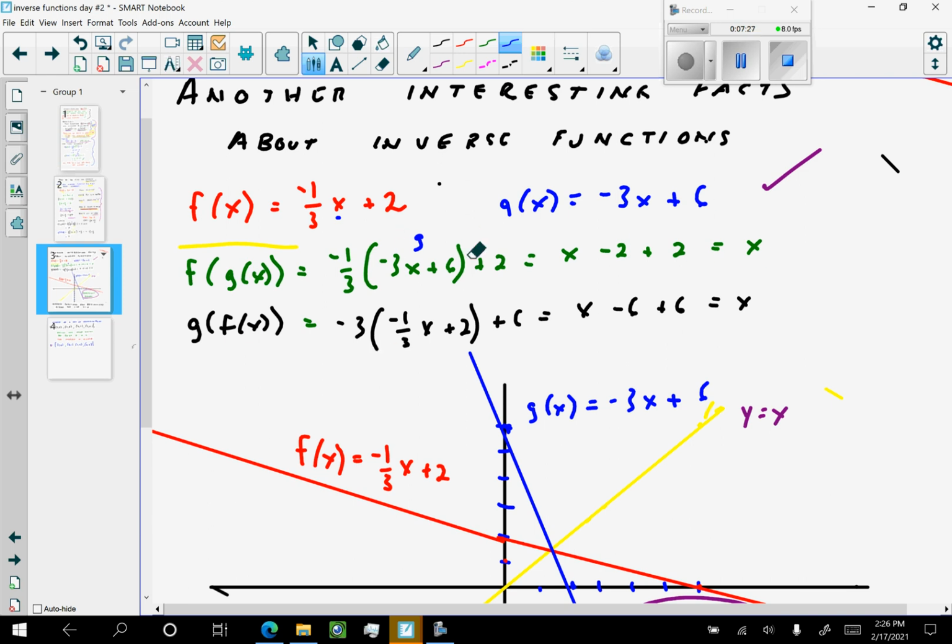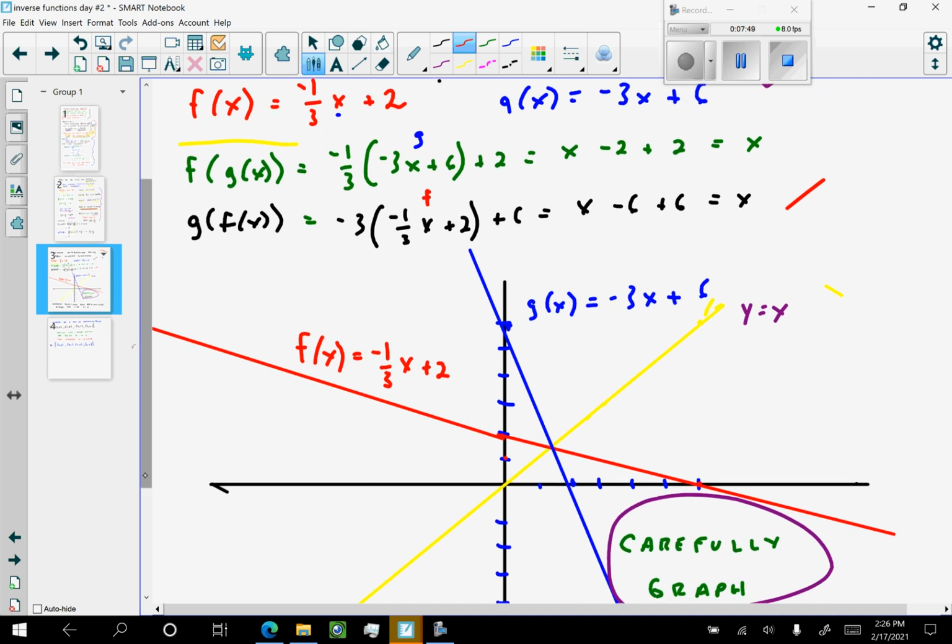Now I'm going to go g of f. This guy right here is f. Negative 3 times f. Negative 3 times 1/3 is x. Negative 3 times negative 2 is 6, negative 6 plus x. Good. Check OK. So now let's carefully graph both of those functions and see what we got.